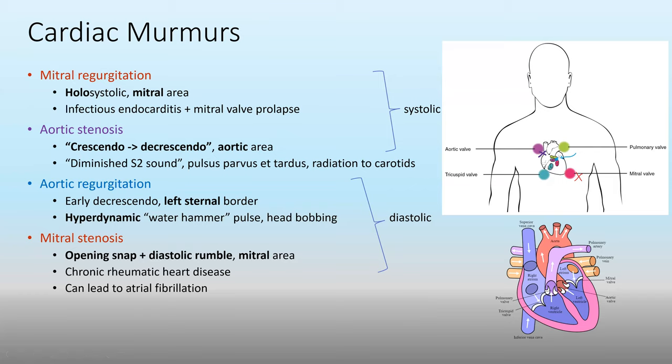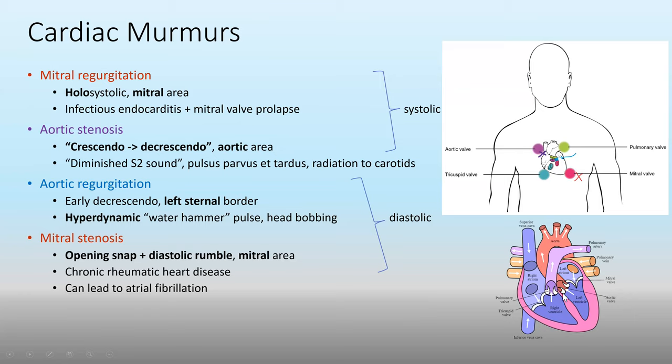So let's move on to diastolic murmurs. So aortic regurgitation and mitral stenosis now. So aortic regurgitation is an early decrescendo at the left sternal border. So this is the flipped version of aortic stenosis. So instead of in systole, when the blood crosses through the aortic valve and it flows this way in a stenotic valve, instead picture diastole.